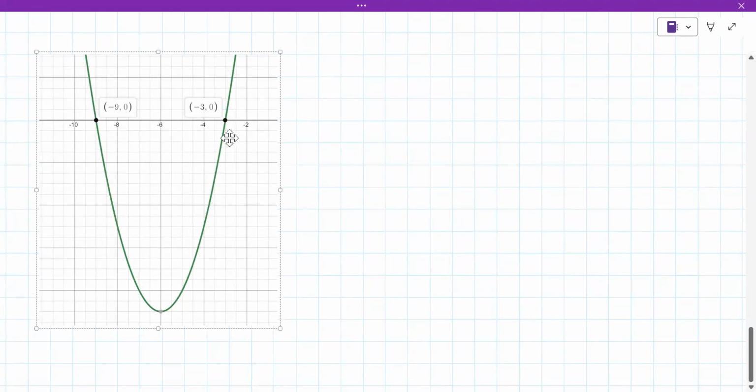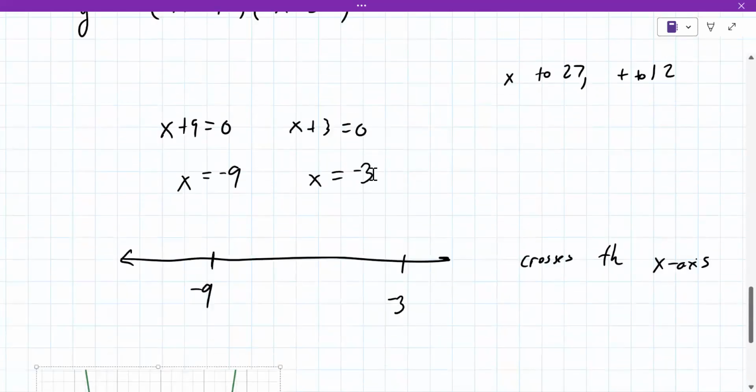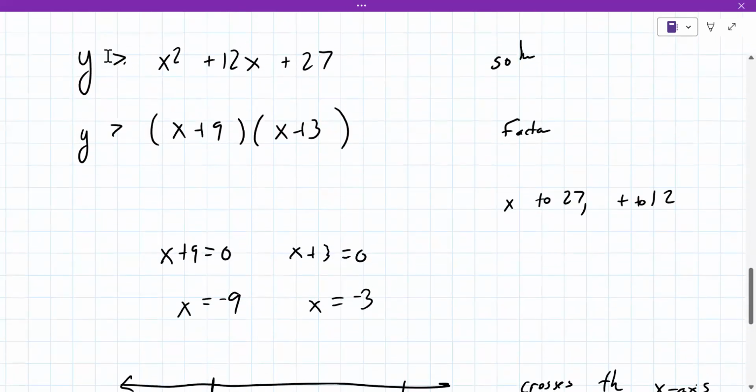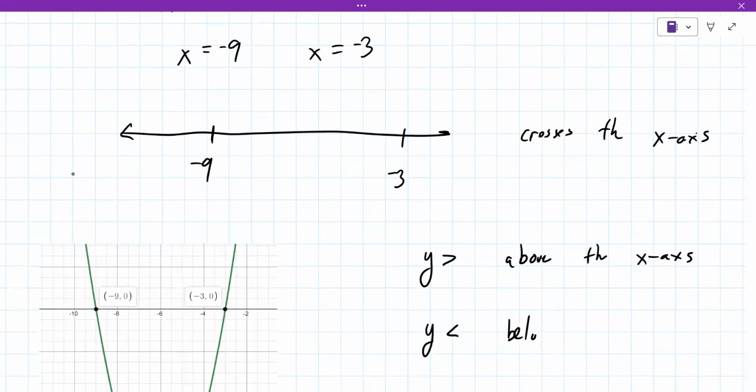Yeah. Okay. And that's what I wrote down here on this number line. I wrote -9 and -3, where it crosses the x-axis. We are interested in where the graph is when it says y greater than, which means above the x-axis. Y less than means below the x-axis.